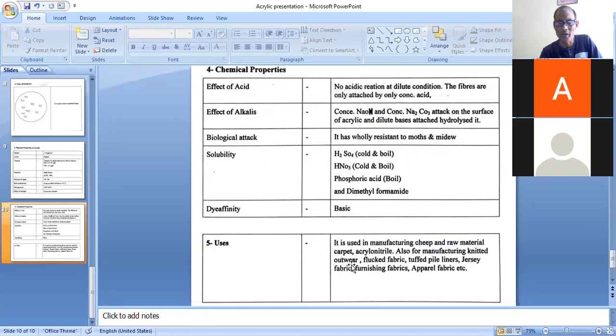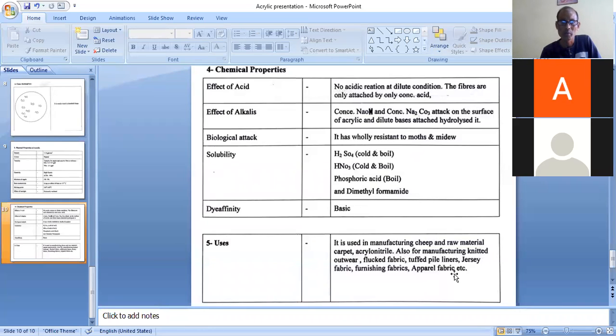Usage: it can be used for cheap carpets and manufacturing knitted outerwear, fleece fabrics, stubbed pile liners, jersey fabrics, furnishing fabrics, and apparel fabrics. So this is all about acrylic fibers. With this topic, we have covered our syllabus of the 5th unit.